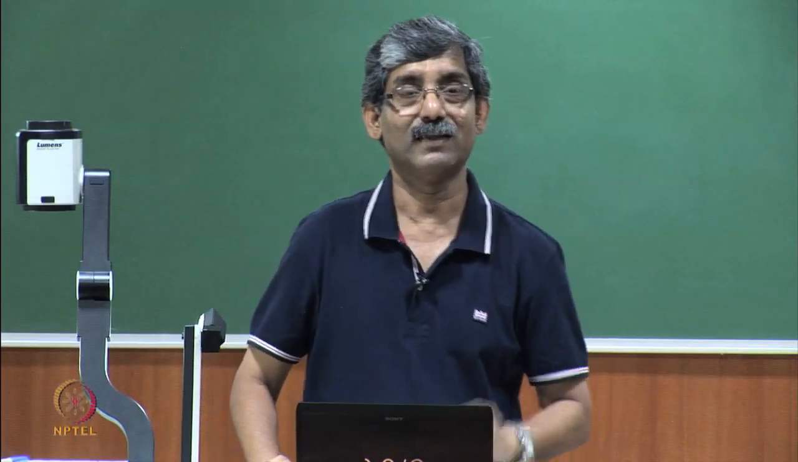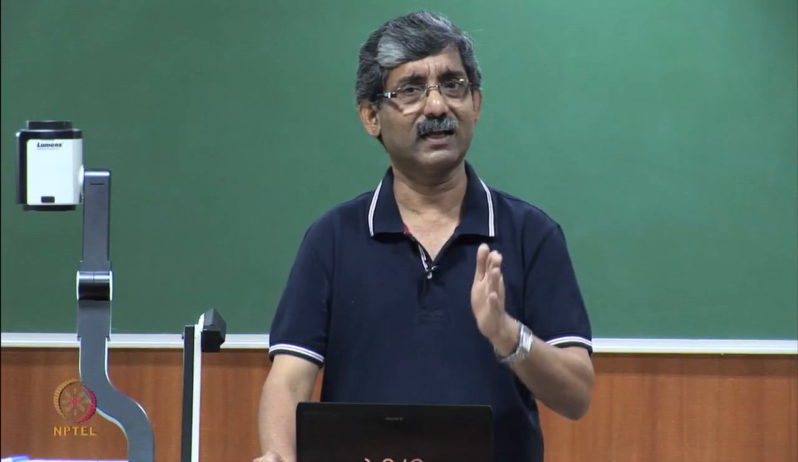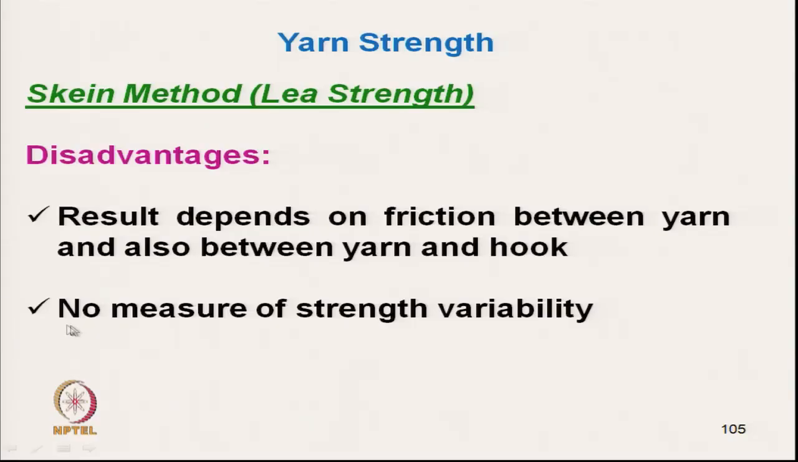So the CSP is normally taken in the raw cotton form, and there is no measure of strength variability. So, we do not get strength variability, we get only the overall strength value. Okay.